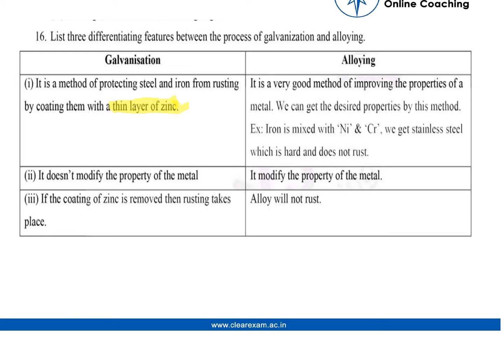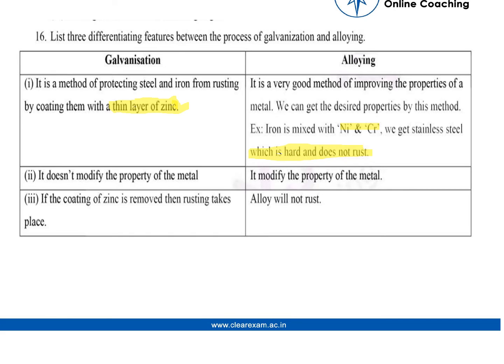We can get the desired properties by this method. For example, iron is mixed along with nickel and chromium. We get stainless steel, which is hard and does not rust. So here we get a substance with new properties, which leads us to our second difference.